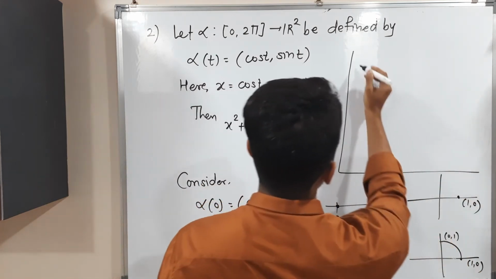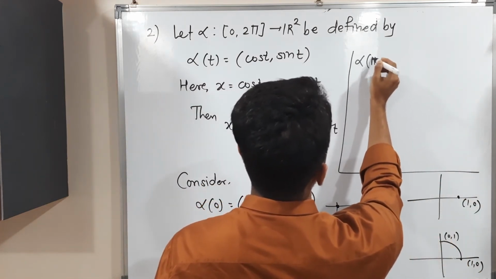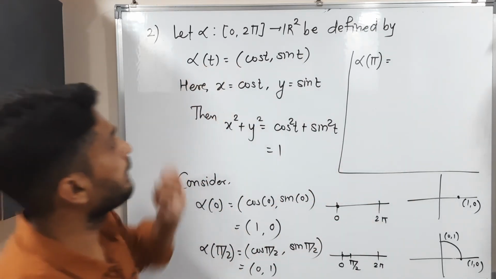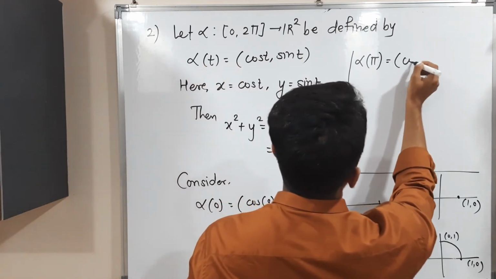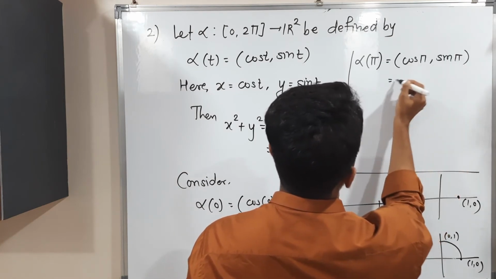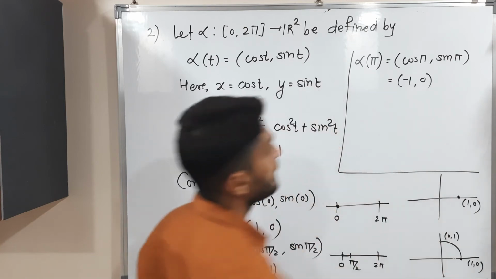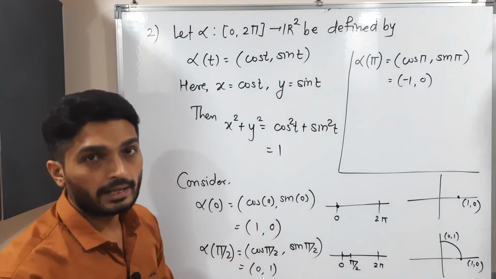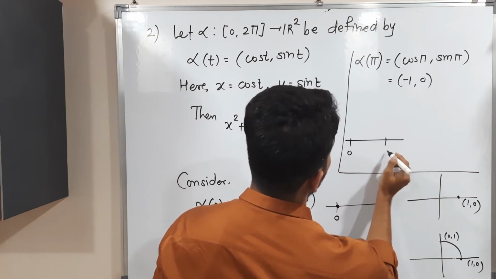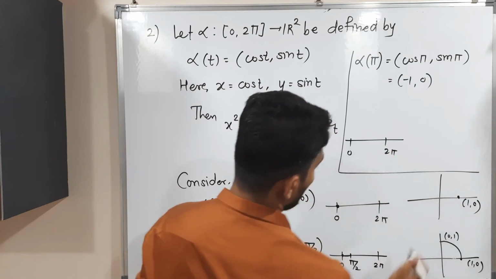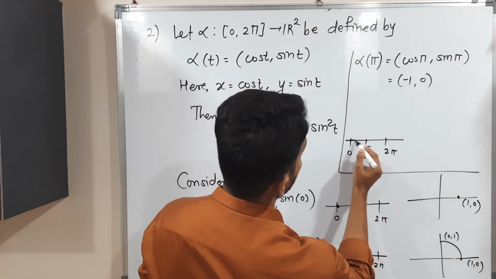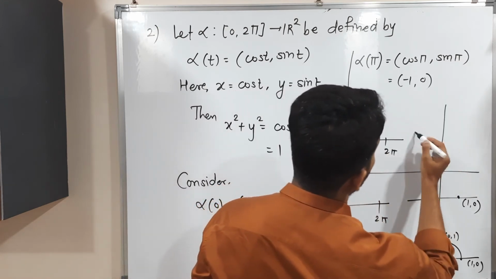Let us go further. I am going to consider alpha of pi. What will happen if I put pi here? Cos pi, sin pi. You know the value of cos pi is minus 1, and sin pi is 0. If I draw a diagram like this, we have 0 to 2 pi. So we covered now 0 to pi, this much distance. So what is happening here in R2?